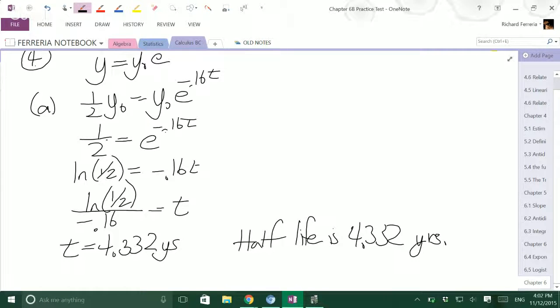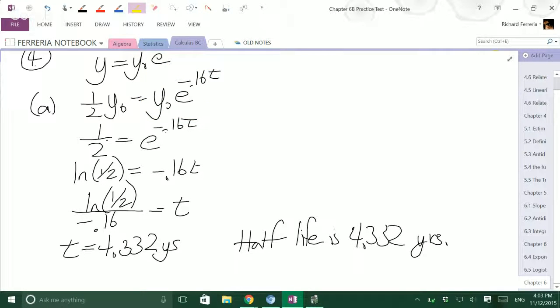Was the rate given in the problem? The rate was not given in the problem. They gave you the equation instead. Oh, but like the exponent. Okay. Yeah, the exponent was given.